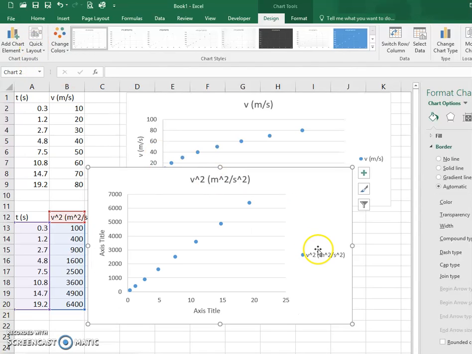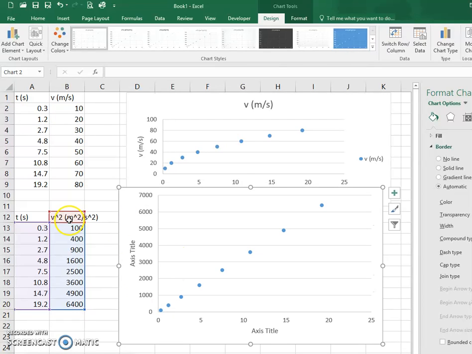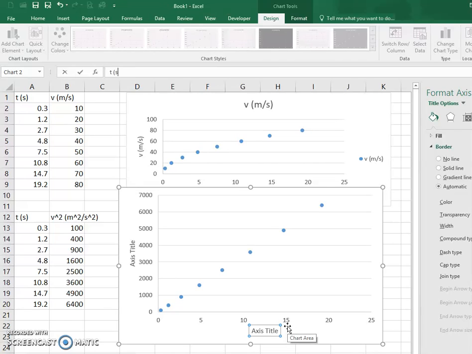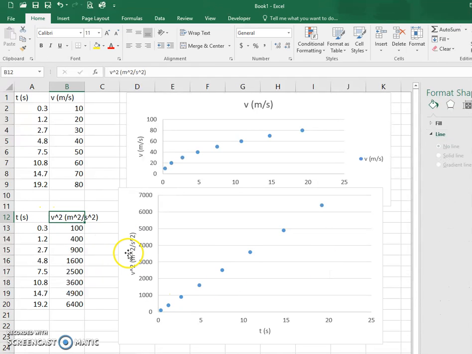Quick layout number 1 gives me the axes. And basically what I'm going to say is this is now, X variable is still time in seconds. My Y variable is velocity squared in meters squared per seconds squared. Okay. This header and that should be the same. This and that should be the same. If I squared my values, I should square my variable. I should square my units.